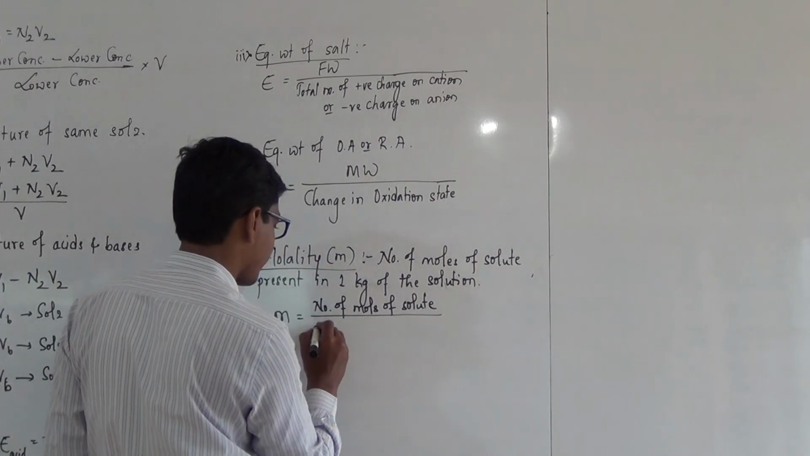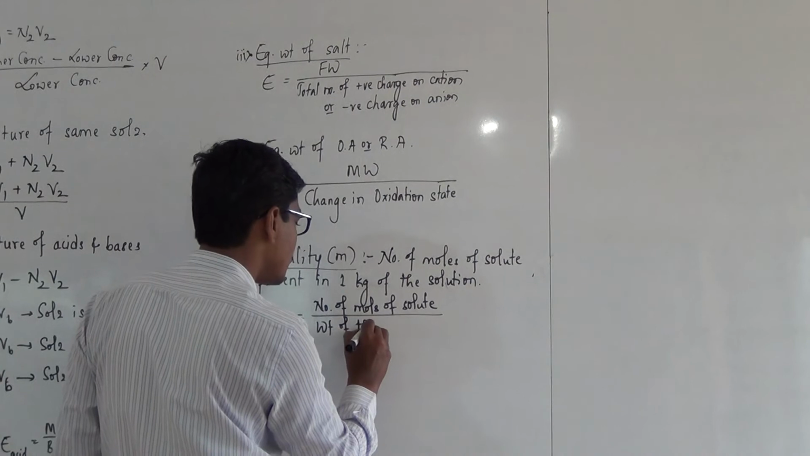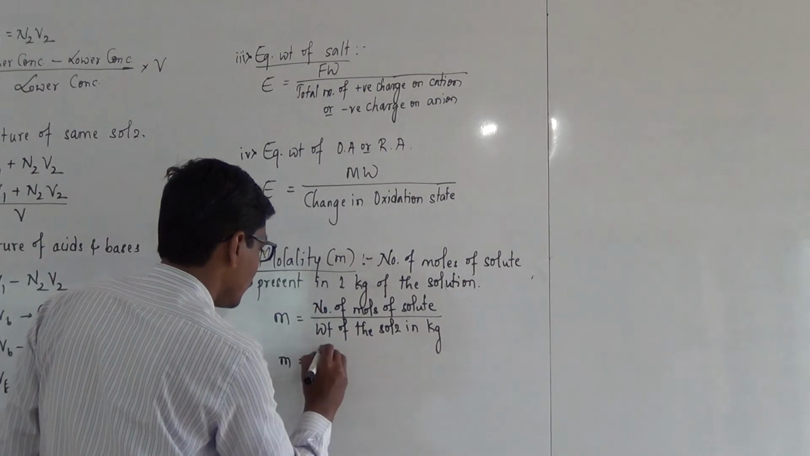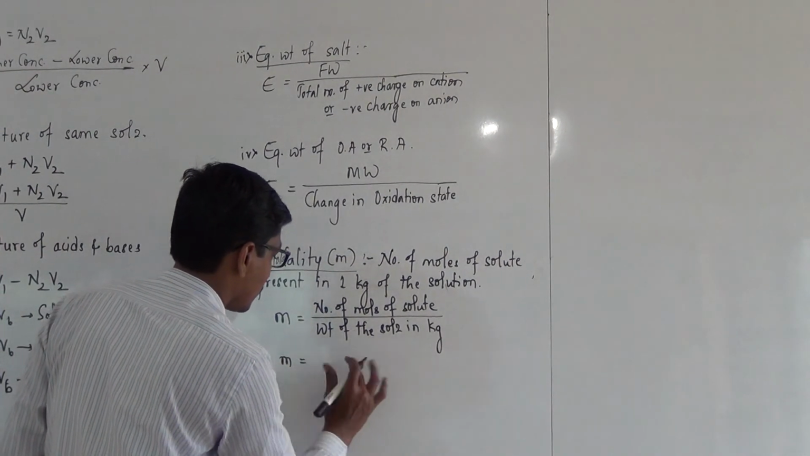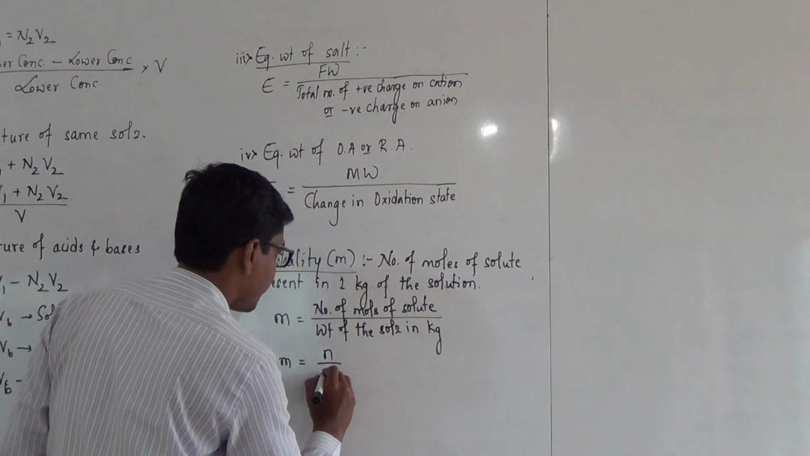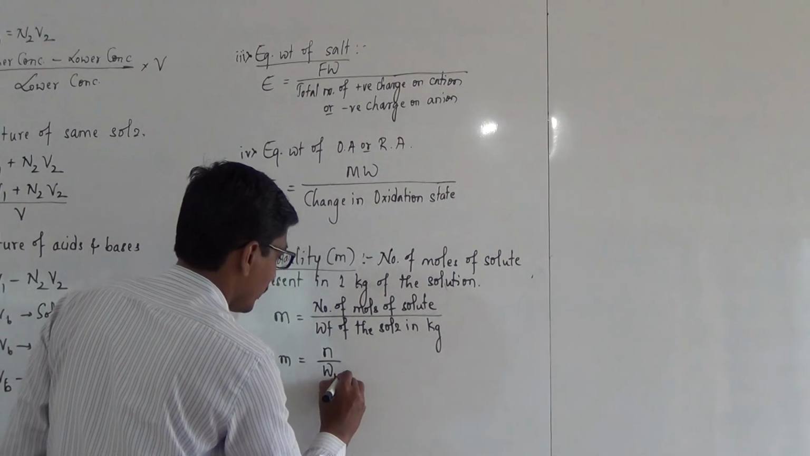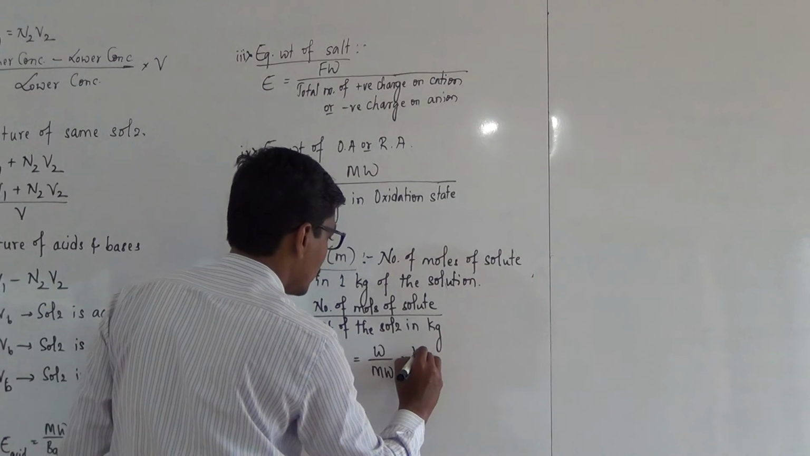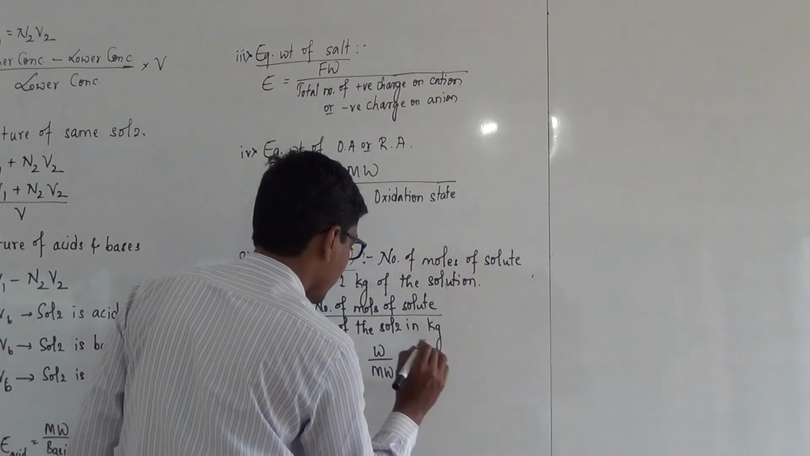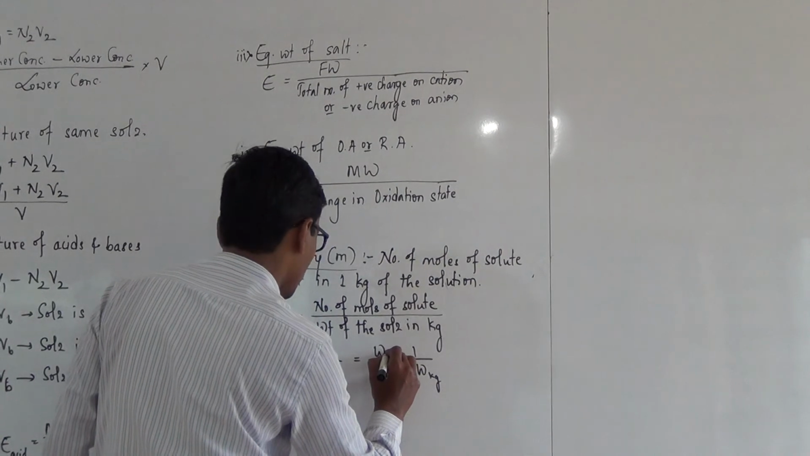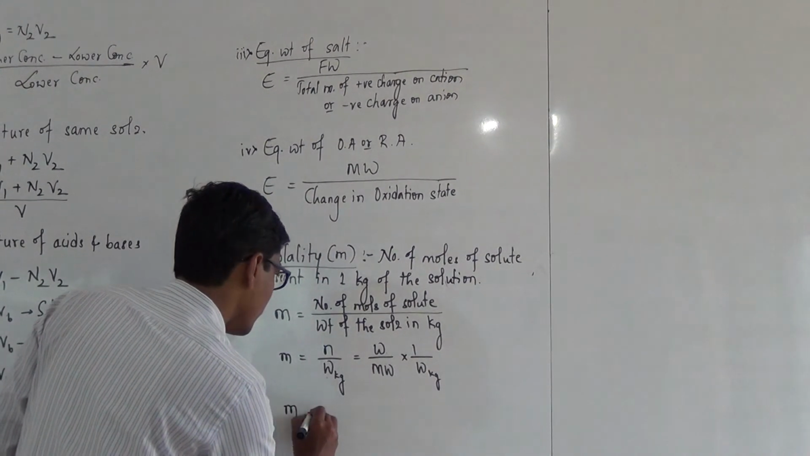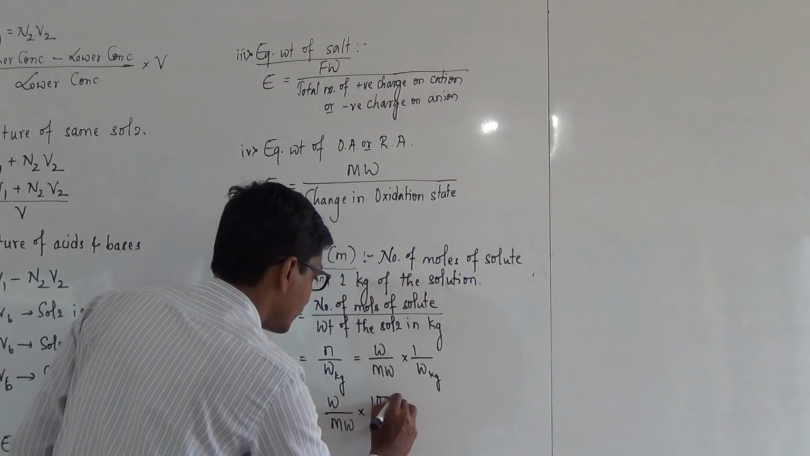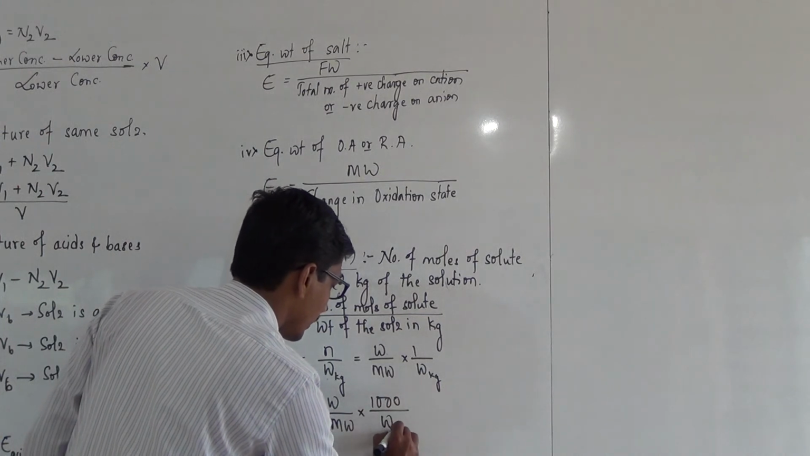divided by weight of the solution in kg. This is equal to n divided by w in kg. This is equal to w by mw into 1 divided by w in kg. So m is equal to w by mw into 1000 divided by w in grams.